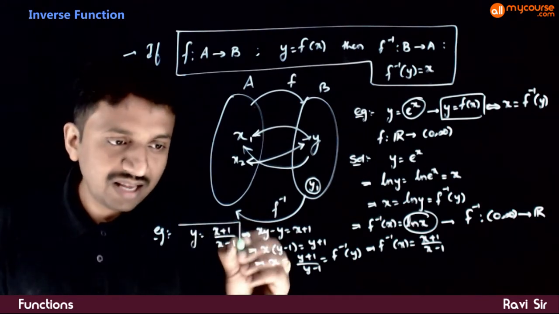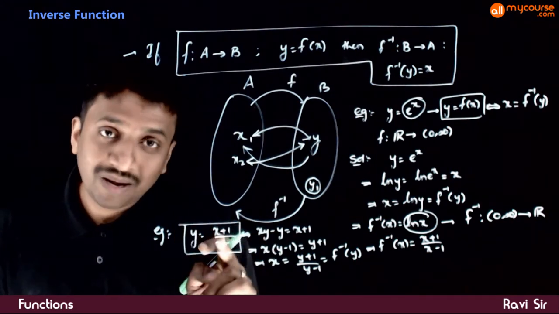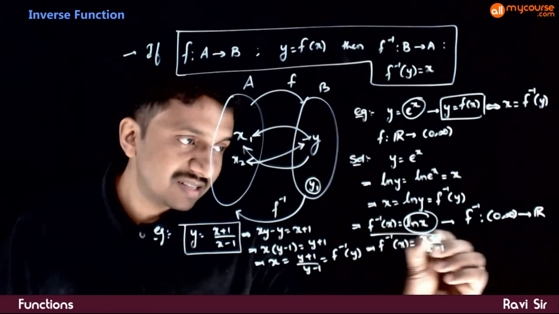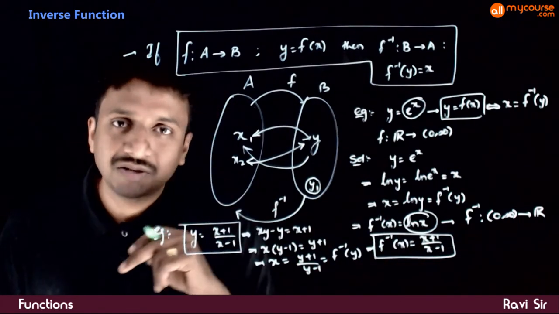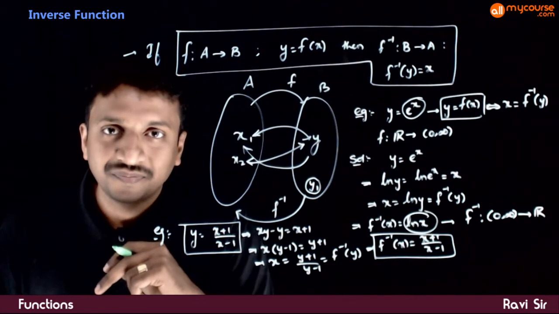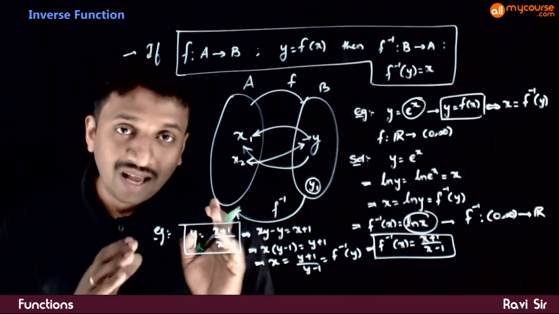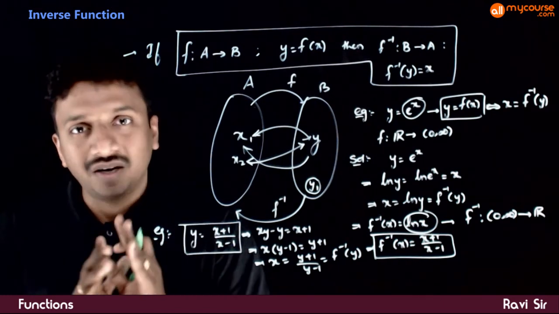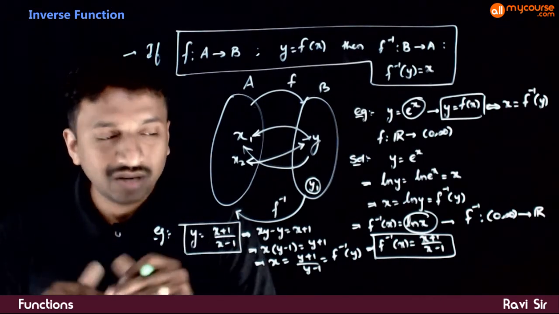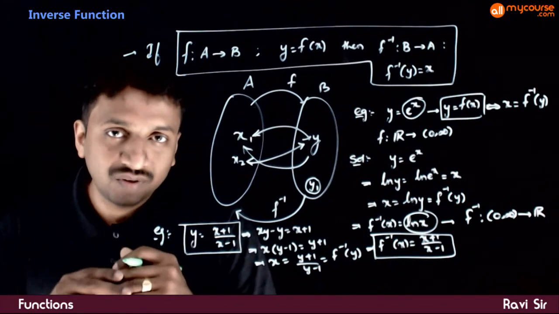The function y is equal to (x plus 1) by (x minus 1) is the inverse of itself. The inverse function is also (x plus 1) by (x minus 1). So I hope you understand the simple process by which we can invert the functions. Let us look at more examples when we deal with questions.